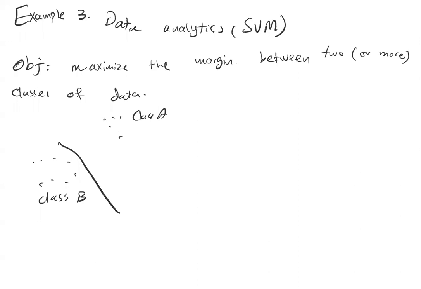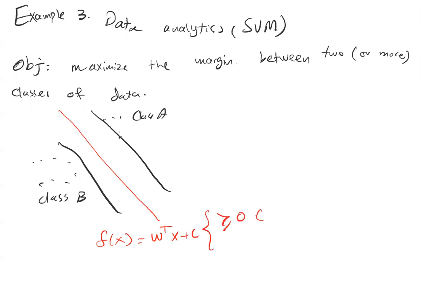You have a plane here. This line between these two classes is W transpose X plus C. So this is a given function. If this function is greater than or equal to 0, we have class A. If it's less than 0, we have class B. So in order to maximize this margin, or to make our data analytic solution more accurate, we are going to formulate a generic objective function. So this is the goal for support vector machine.